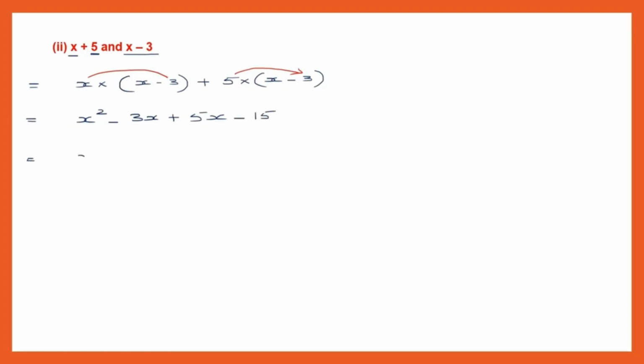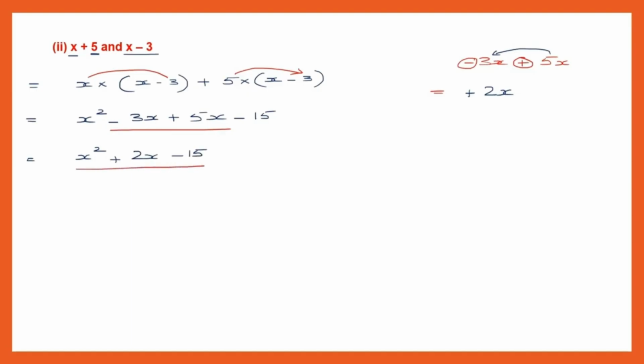So here we write x square. Now look at minus 3x and plus 5x. We have two like terms. So minus 3x plus 5x. So look at only the numbers and the sign. So here we have a minus sign and here we have a plus sign. When signs are different, put the sign of the bigger number and subtract 5 minus 3. 5 minus 3 is 2, and then we write x. So we have plus 2x. So here we have plus 2x and we write minus 15 as it is. So what is our answer? X square plus 2x minus 15.